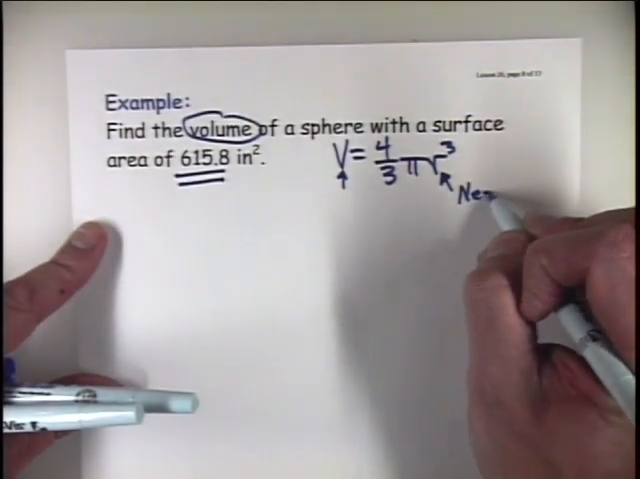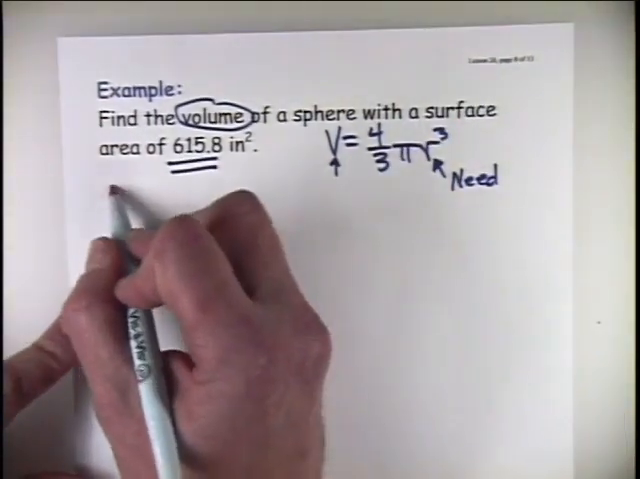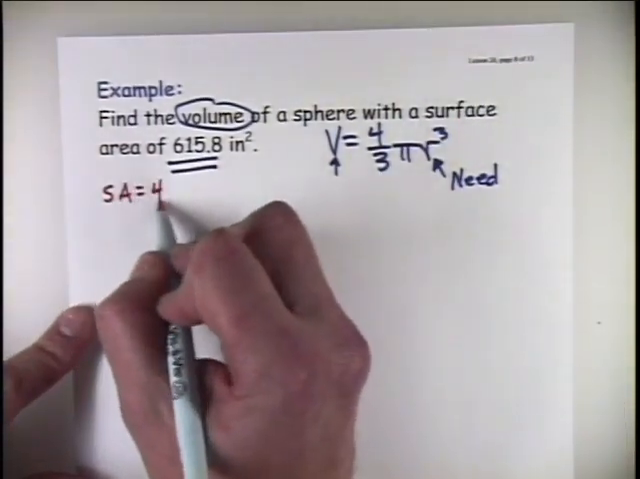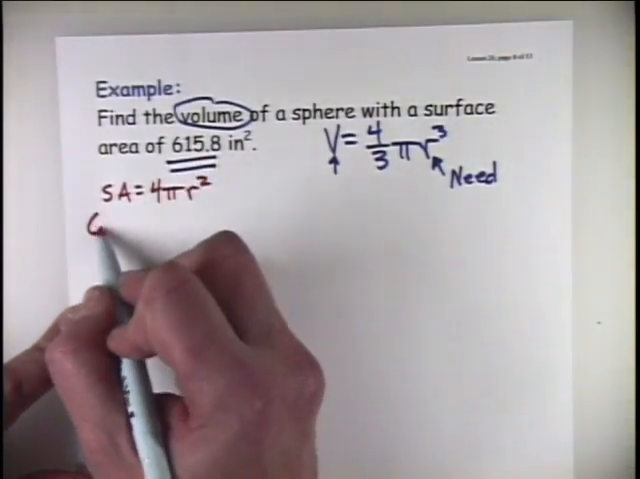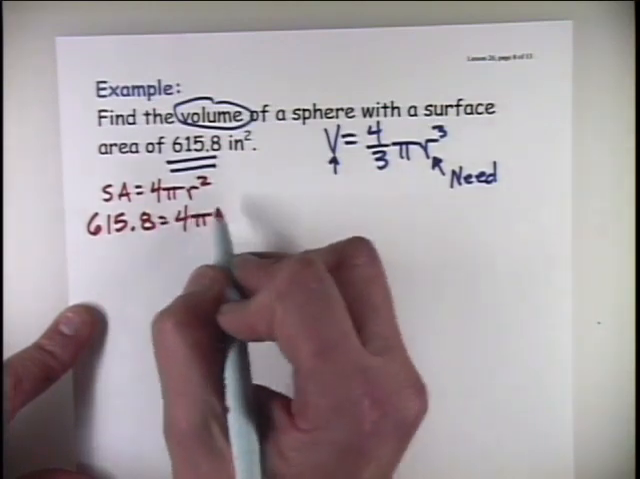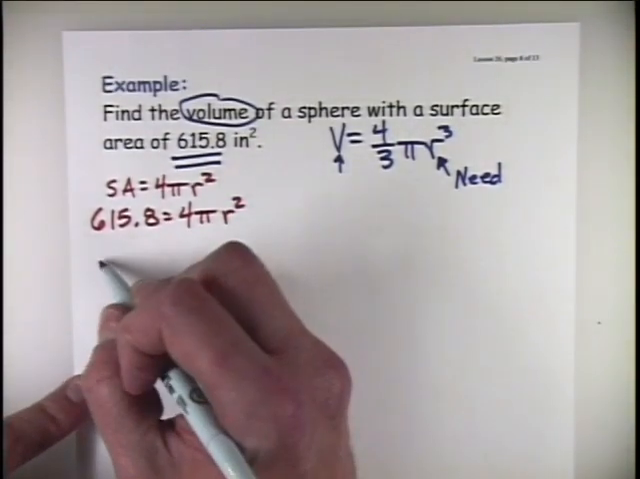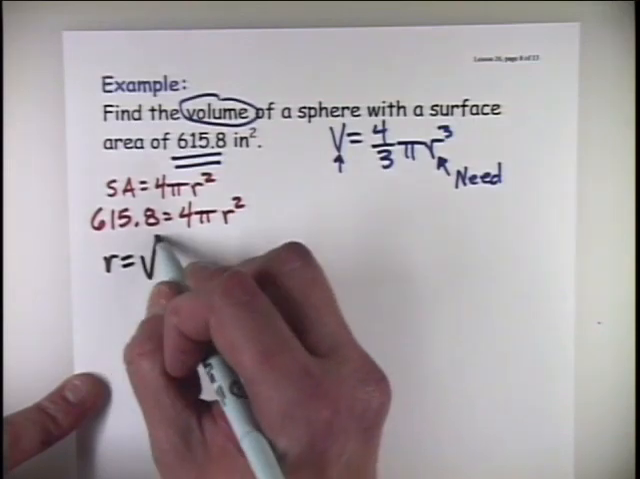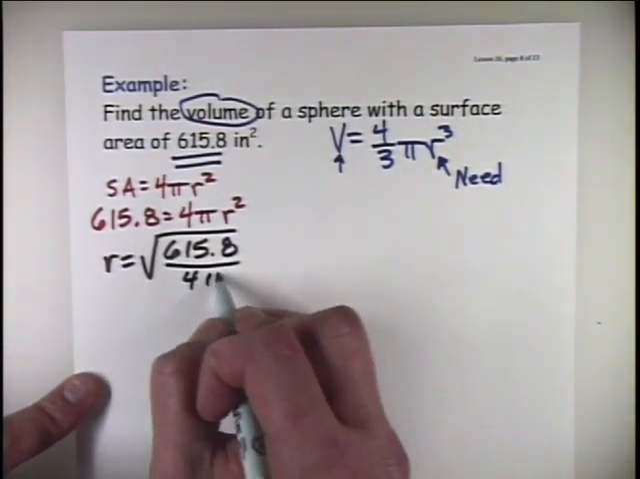I need r. So where do we go to get r? The other piece of information will give it to us. It's the surface area. Remember, the surface area equation was 4 pi r squared. And I know the surface area, so I can plug in 615.8 equals 4 times pi times r squared. There it is, one equation with one unknown, so we just divide both sides by 4 pi and take the positive square root. And we get this expression, 615.8 divided by 4 pi.